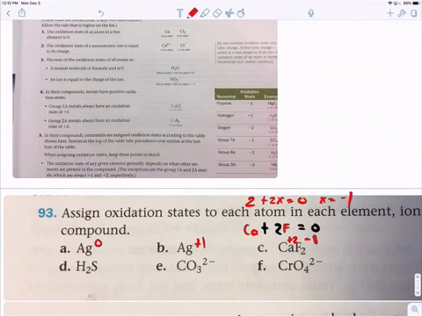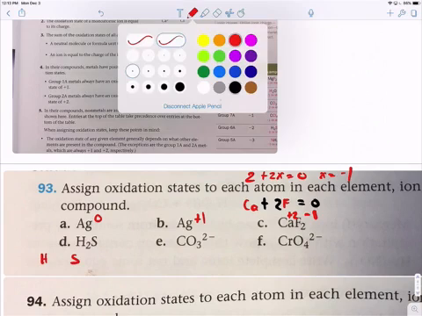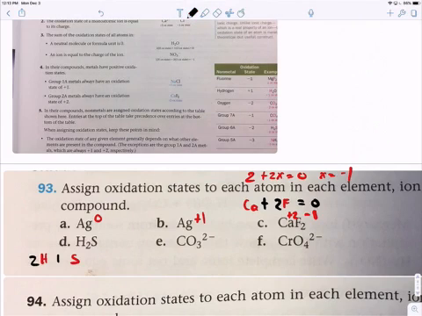How are we doing so far? Any questions with this? Okay, same idea for hydrogen sulfide. So you have 2 hydrogens plus sulfur equals 0. And that's rule number 3.